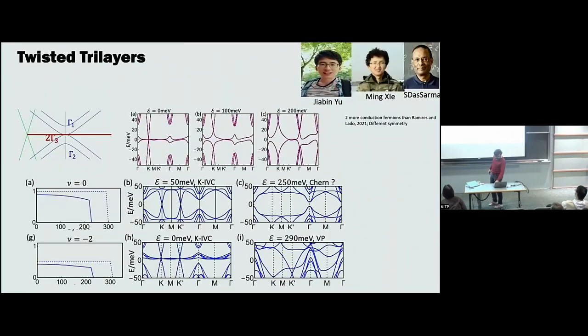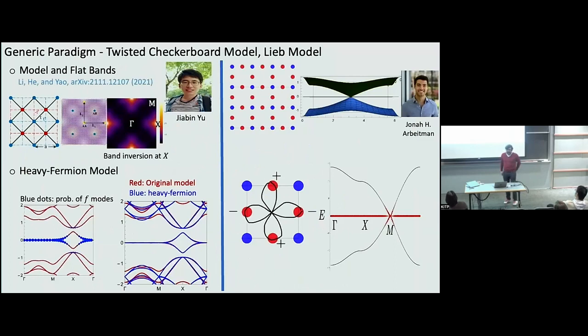Now, just to end, because I've overstayed my time, basically the same thing can be done for tri-layers. This is Jabin's work, and it gives you a nice way of understanding the states. But the last thing that I wanted to point out, as I promised at the very beginning, is that, as I argued at the very beginning, this is a general procedure.